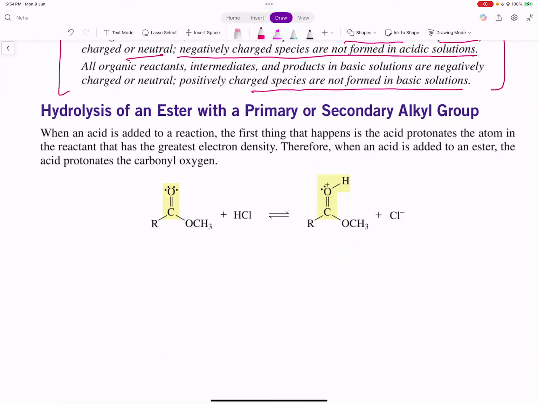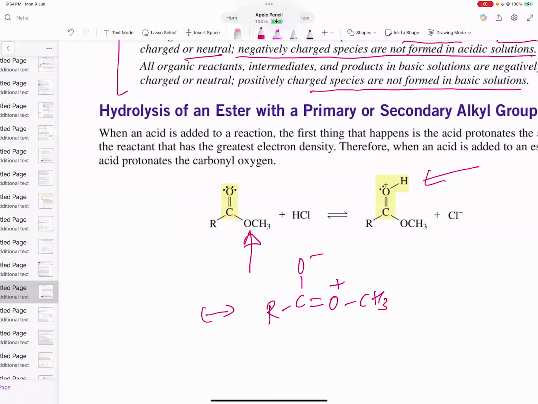See, now the first step is protonation. And we know that the carbonyl oxygen is more basic because of the resonance, right? On the carbonyl oxygen there will be a positive charge, right? In the resonating structure, resonance will be like this, RCO minus and double bond OCH3 plus. So that is why the protonation is occurring on the carbonyl oxygen. That is the first thing I want you to notice.